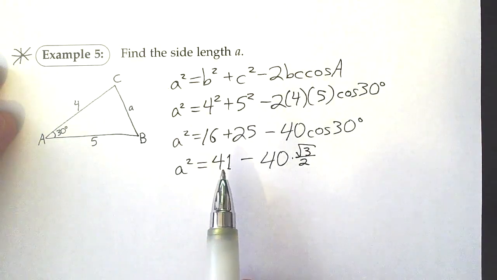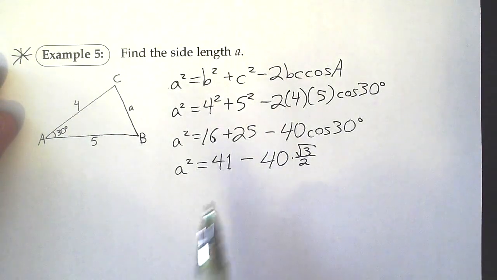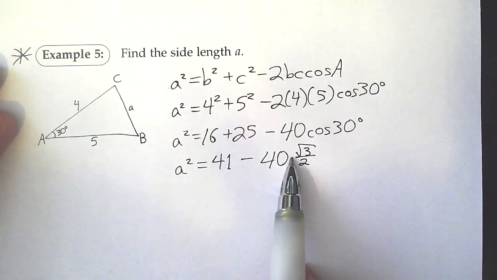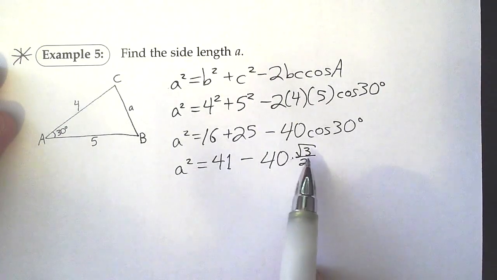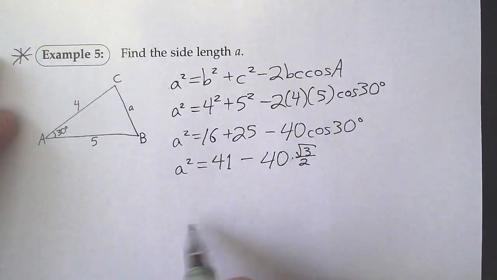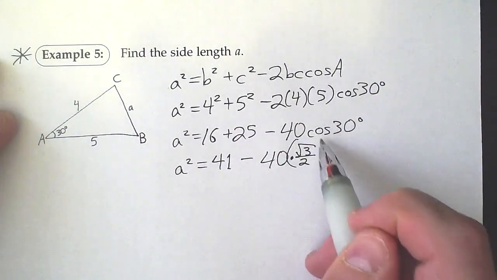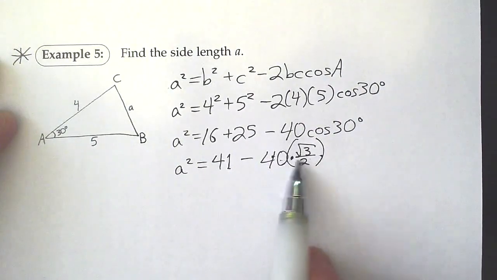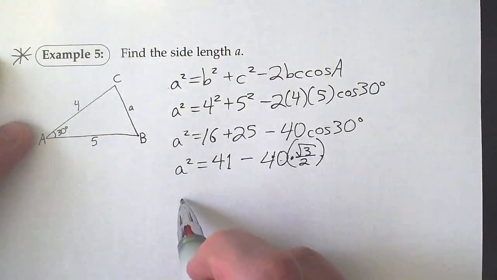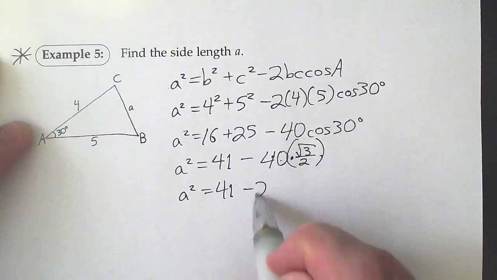Be a little careful with this 41 minus 40 that you're seeing here. I know it's tempting to subtract those, but we have to remember order of operations says this 40 times this number happens first. So don't subtract 41 minus 40. That would be an order of operations mistake. The 40 is attached. You could even do parentheses if you want. The 40 is attached to this. But we could do the 40 over 2. We could do that. So a squared equals 41 minus 20, square root of 3.